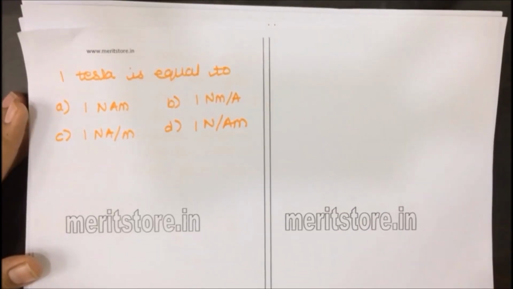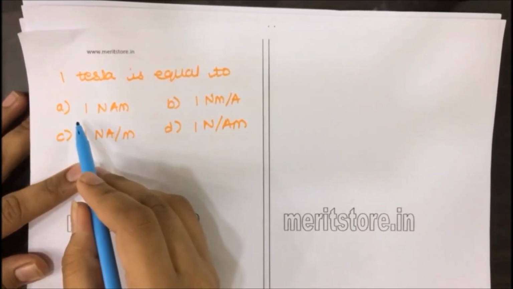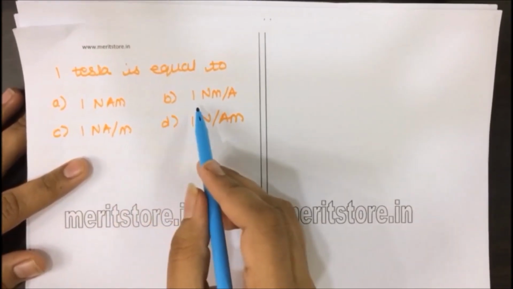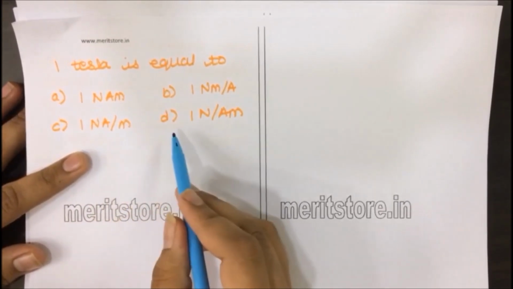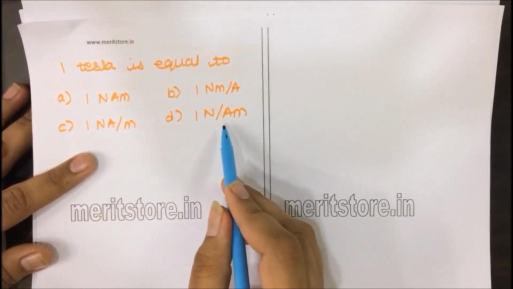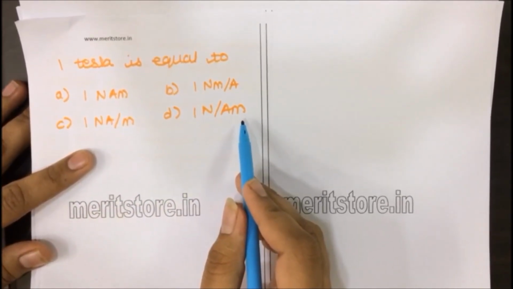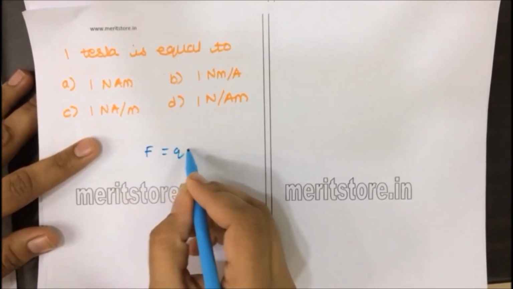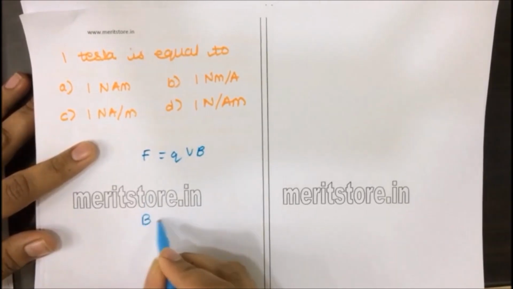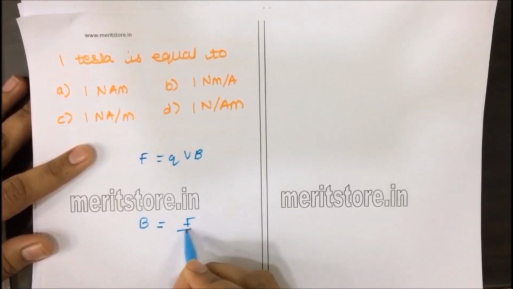1 Tesla is equal to option A, 1 Newton ampere, option B, 1 Newton meter per ampere, option C, 1 Newton ampere per meter, option D, 1 Newton per ampere meter. So now to solve this question, we know force F is equal to QVB. Magnetic induction B can be written as F upon QV.